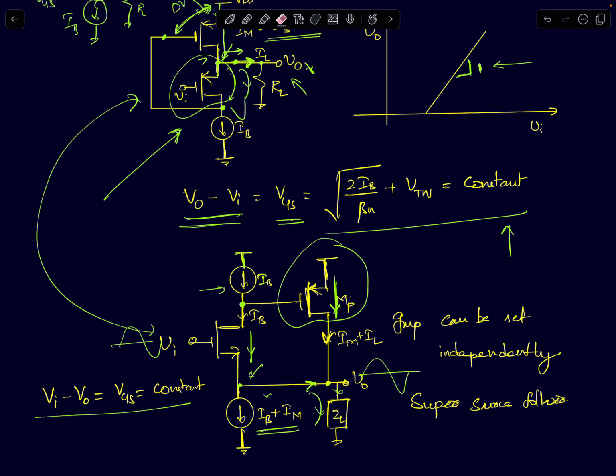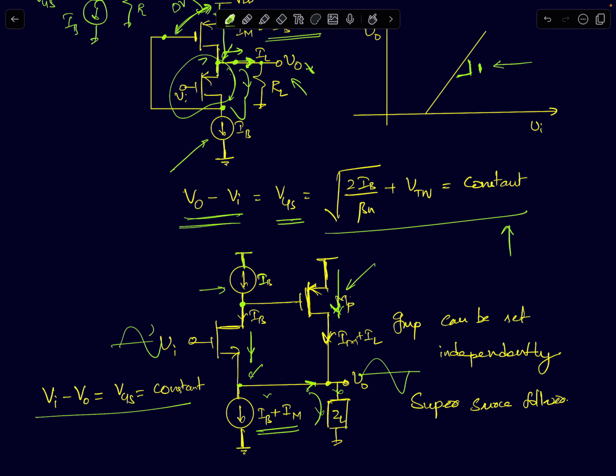The difference between this amplifier and this amplifier is that I can set the gM of the PMOS, the current carrying common source PMOS device, independently. Here, the bias currents are by design forced to be the same. Here I can set them independently. So that's the change in the design here.